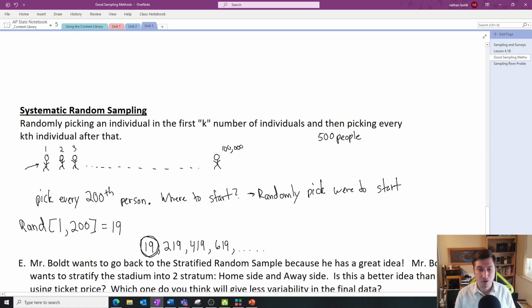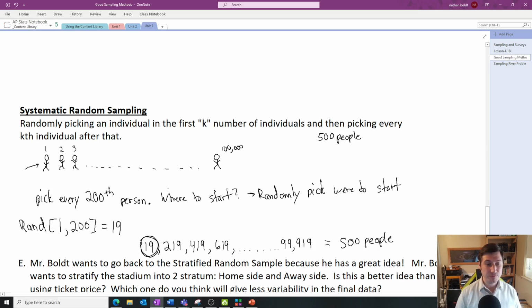And I'm going to do that all the way up to, what would the last one be? 99,919, I think, would be the last person. And that would give me 500 people. All right, that is the systematic random sample. Hopefully you can see why it's called systematic. To me it seems systematic. You go, in this case, every 200th person.